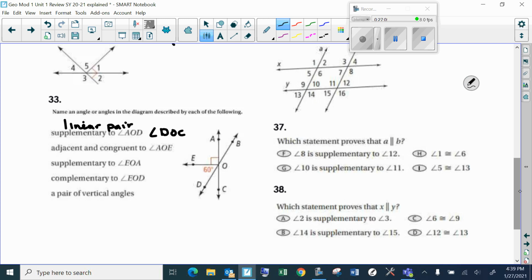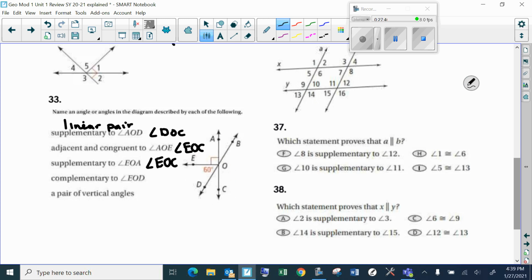Adjacent and congruent to AOE. AOE is 90 degrees, so it must be 90 degrees over here. This one right here, EOC. Okay, erase that now. Supplementary to EOA. Supplementary means they add to 180. Well, that could be this linear pair right here again, EOC. I can use EOC again, right there, COE, same thing.